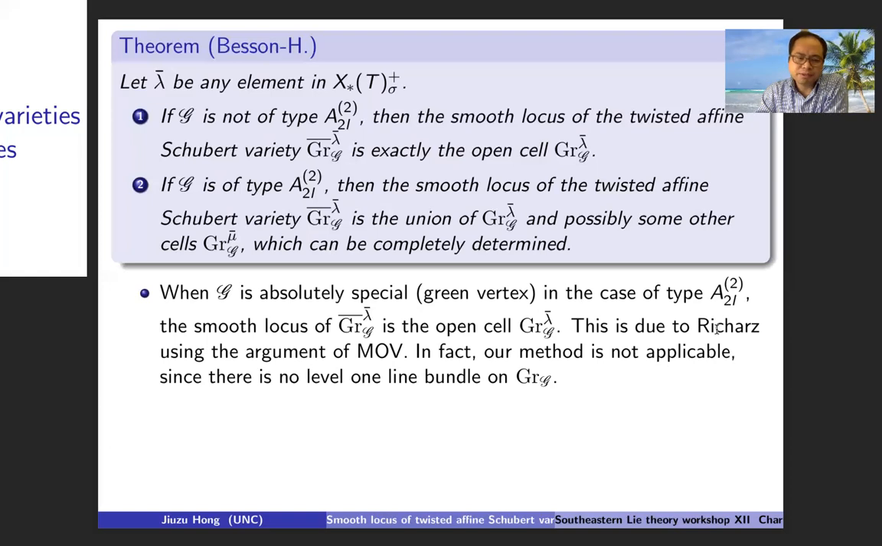And he basically used the argument of Mikhowicz, Ostrich-Webanov. And in fact, our method is not applicable in this case because there is no level 1 line bundle on the twist affine Grassmannian when this periodic scheme is ever special, I mean, green vertex, because we only consider blue vertices.